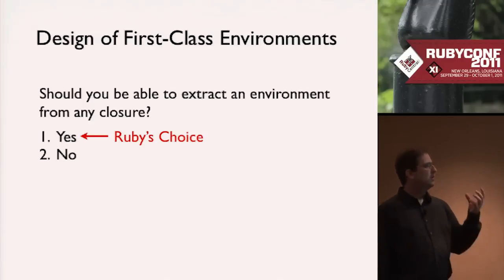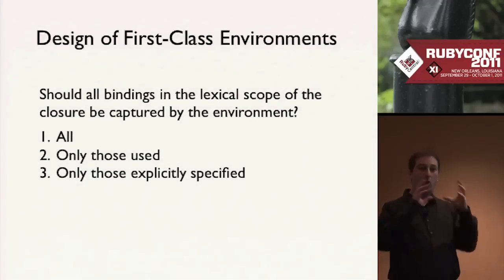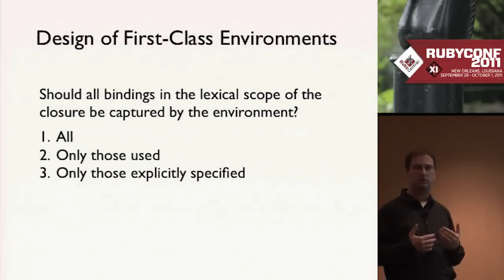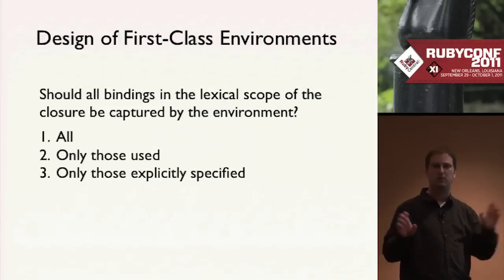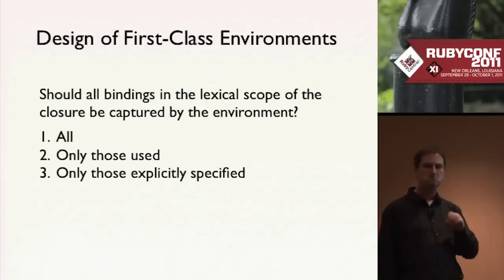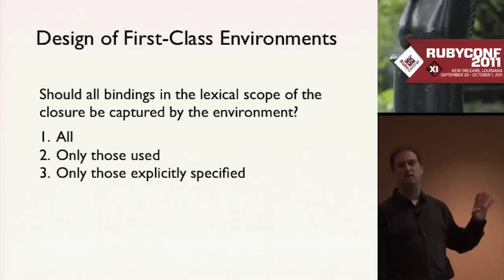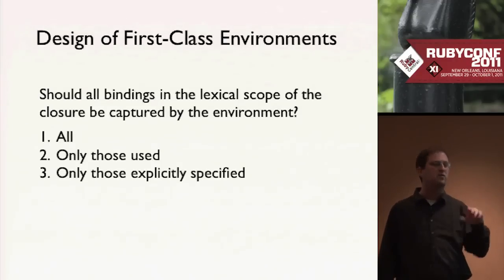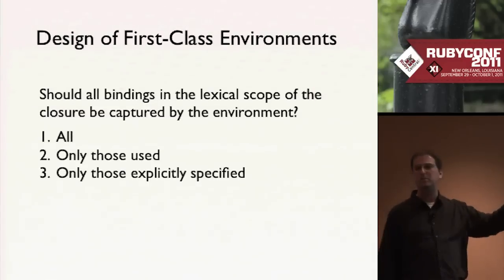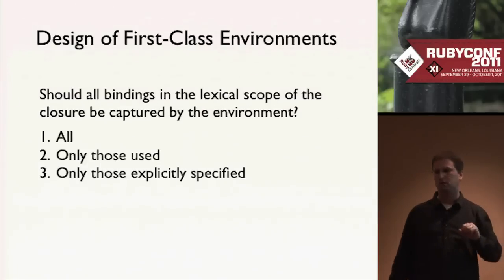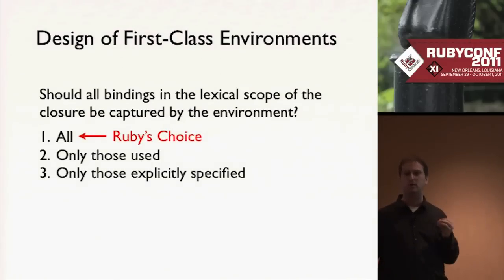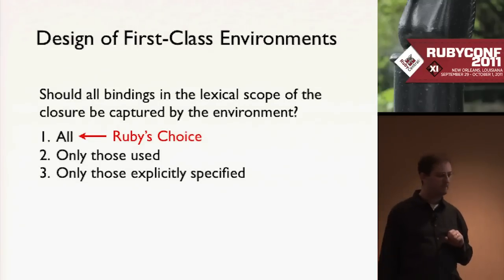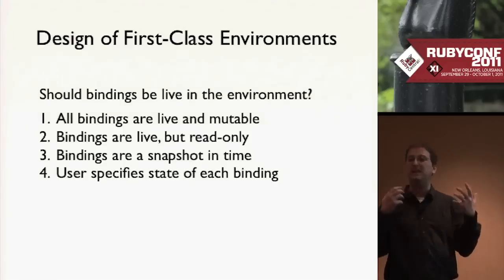Okay, next question. When we get a first-class environment, should all of the bindings that are in scope at the time the closure is formed, should all of them be in that first-class environment? You could say, yeah, sure, everything that's in scope when you make that closure, when you get the first-class environment from that closure, all of those bindings are still available. Or we could say, no. Inside your closure, you're using some of those bindings, we're only going to get those. Or maybe we make you tell us which bindings should be explicitly carried across in the first-class environment. Of course, Ruby says all of them. Anything that's in scope at the time you form a closure, when you get the environment from that closure, they're all still valid.